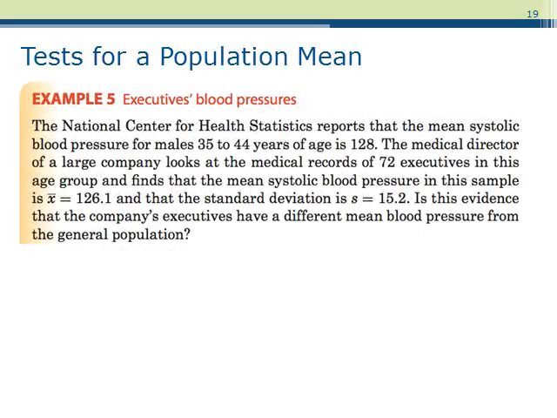Let's do an example. The National Center for Health Statistics reports that the mean blood pressure for males 35 to 44 years of age is 128. The medical director for a large company looks at the medical records of 72 executives in this age group and finds that the mean blood pressure in this sample is x bar equal to 126.1 and the standard deviation is 15.2. Is this evidence that the company's executives have a different mean blood pressure from the general population?